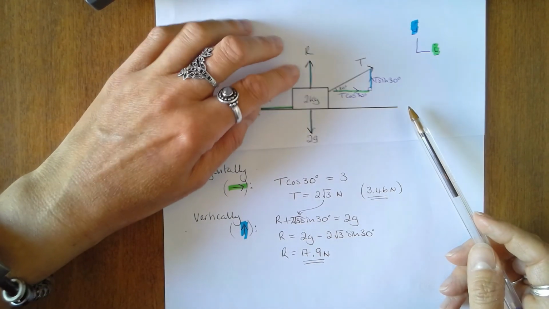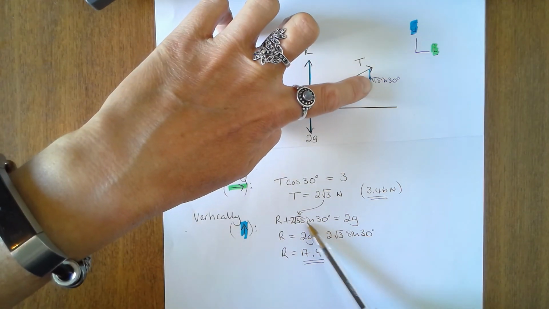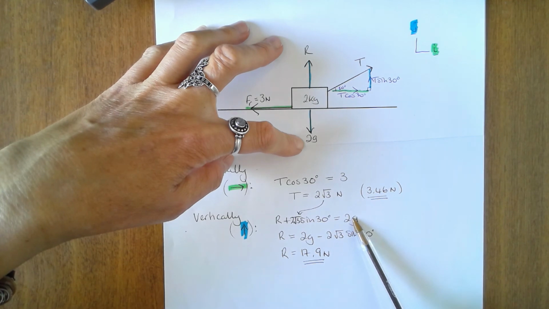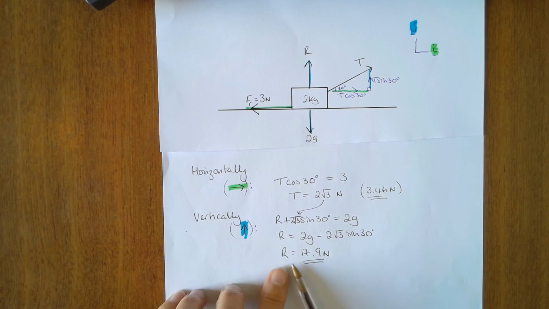Resolving vertically, R plus T sine 30, T now being 2 root 3, equals 2g going downwards. So just rearranging that here, I can put all of this straight into my calculator with g is 9.8 unless otherwise specified, and that gives me R equals 17.9.